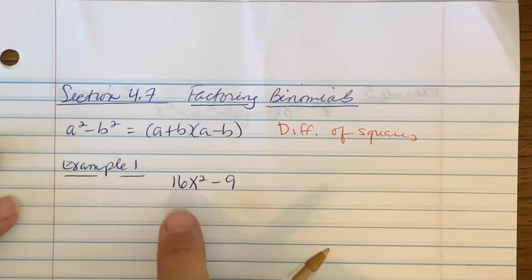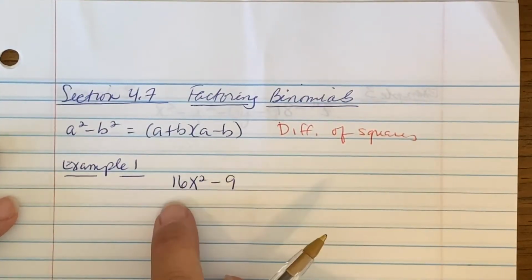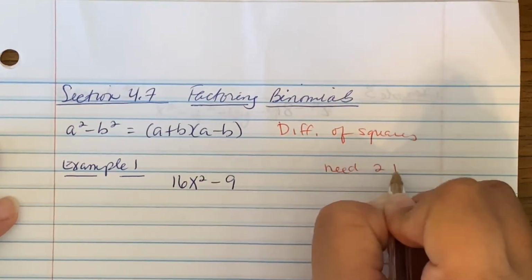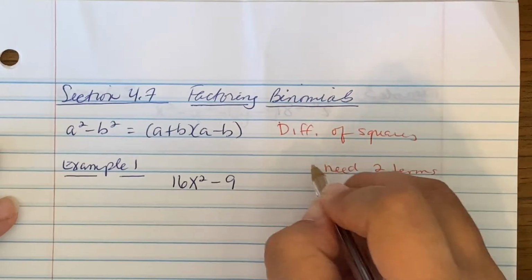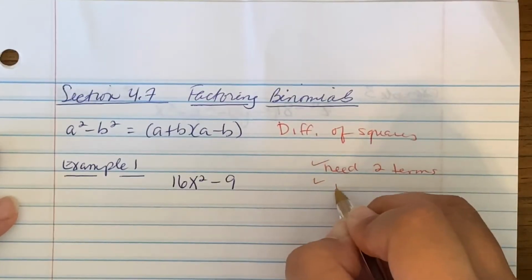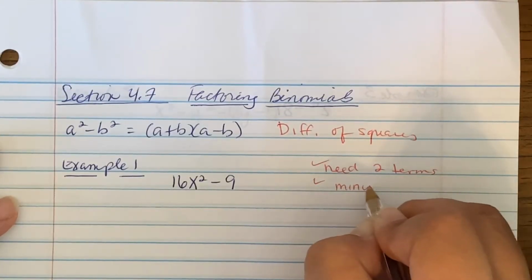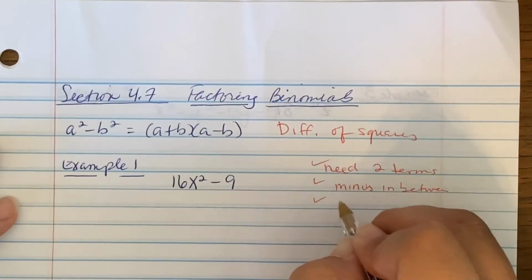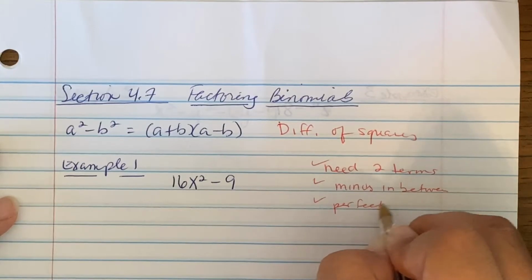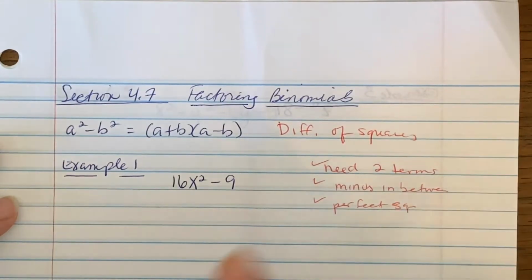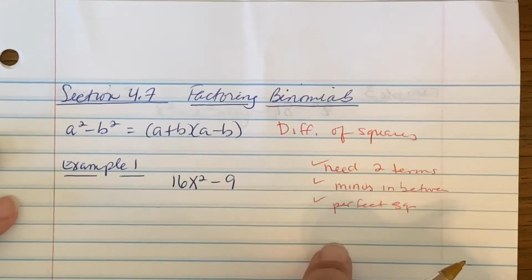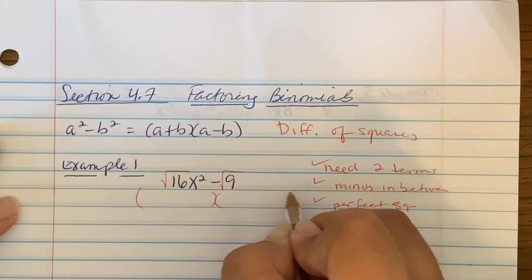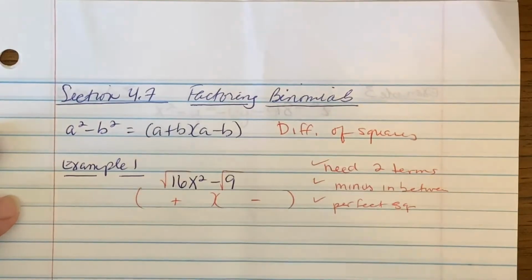So example 1 says 16x squared minus 9. Notice that there are only two terms, so we need two terms, which we do. That's a check. It needs to have a minus sign in between. That's another check. And the numbers need to be perfect squares. So we have three checks. When you have three checks, it's going to break down into a plus minus situation.